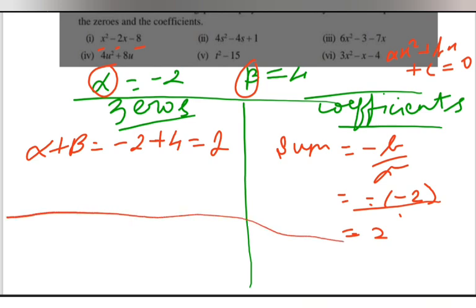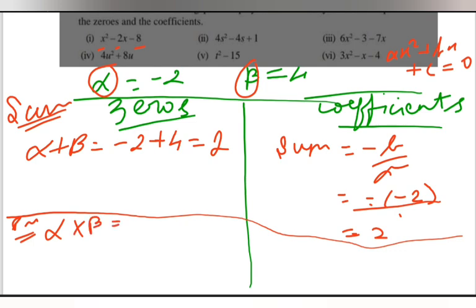Now we will go to the product. Product of zeros is multiplying both the zeros, alpha into beta. That is nothing but minus 2 into 4, which will be minus 8. In terms of coefficients, there is another formula: the product of the zeros of a polynomial will be equal to c by a. Here c is minus 8 and a is 1. So minus 8. So both sum and product are satisfied respectively.